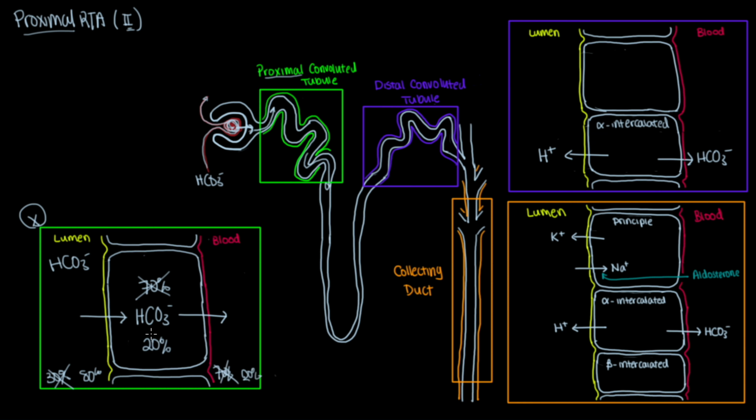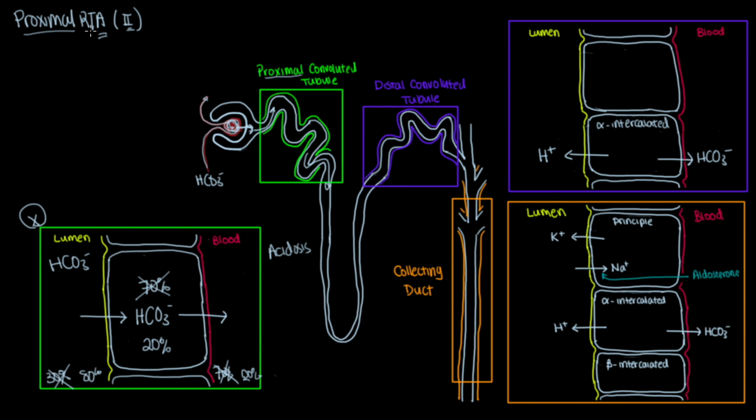So you end up with, as you may imagine, less bicarb in the blood, which is less base to maintain the physiological pH in our blood. So we end up with a state of acidosis, and hence renal tubular acidosis.